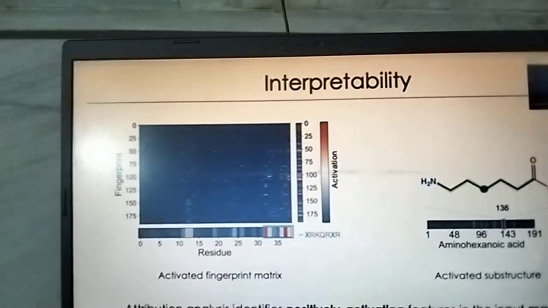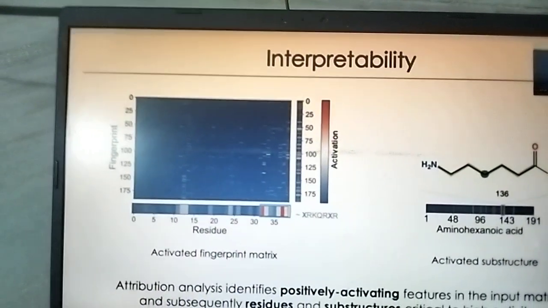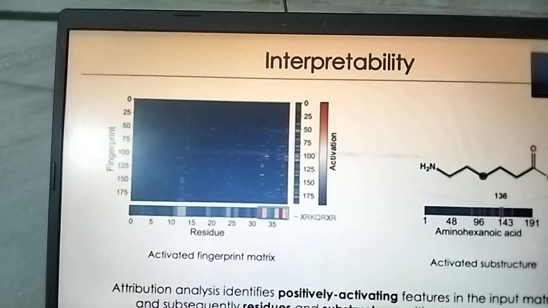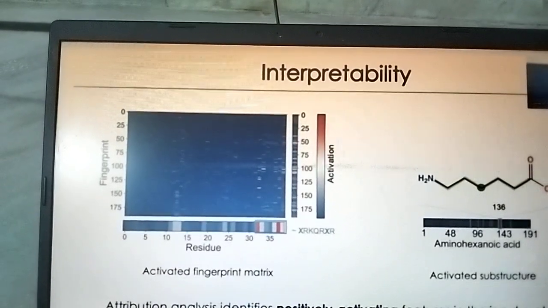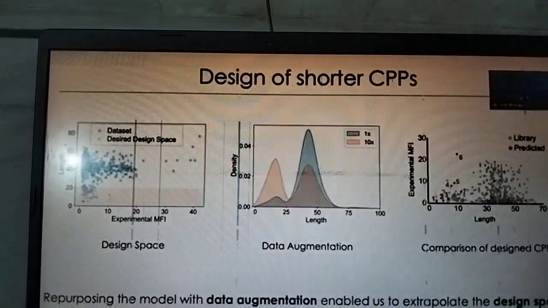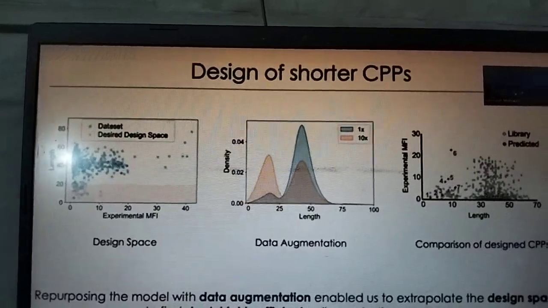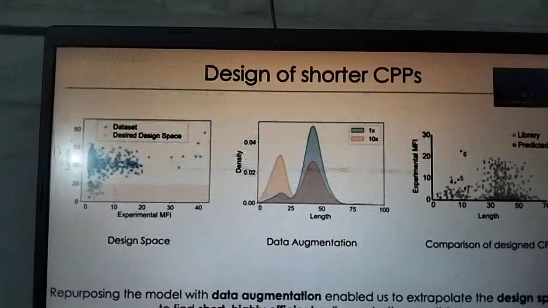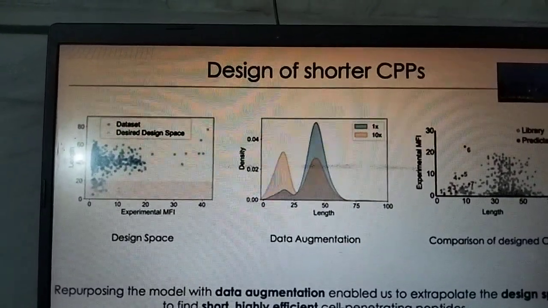And next is the interpretability. So fingerprint matrices, amino acid. This is my interpretability. So next, design of the shorter CPS. By seeing a graphical representation, this is my representation.